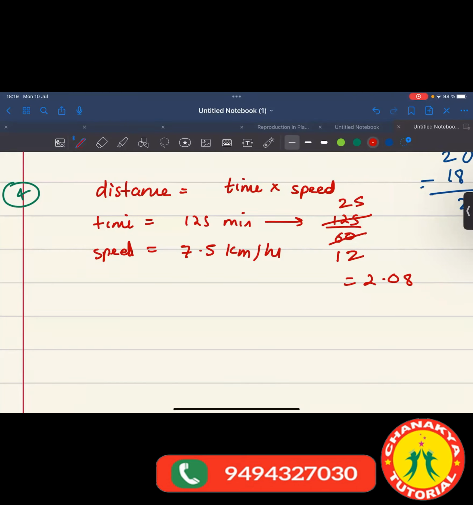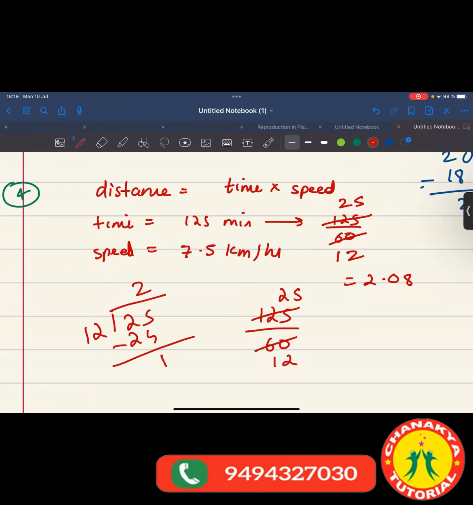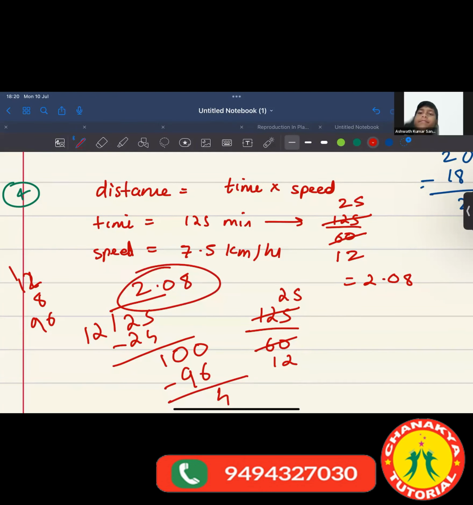If anybody else is having doubt in division or anything, tell me, I'll do it again and show it to you. Ma'am, can you do once again? The division? Yes. The division, okay. So 125 by 60. We know that 5 twelves are 60 and 5 twenty-fives are 125. So do this if you want. So 12 ones are 12, 12 twos are 24. It's going to be a 0. And put a point, add a 0 over here. So what is 12 eights? 96. It's like that. Got it? Okay. So it is 2.08.